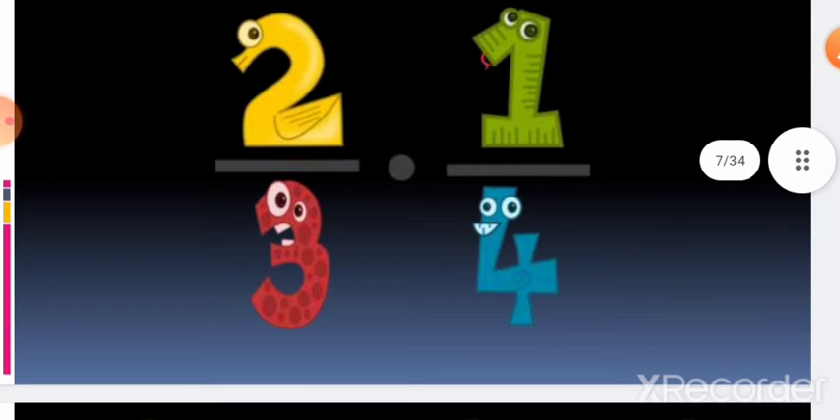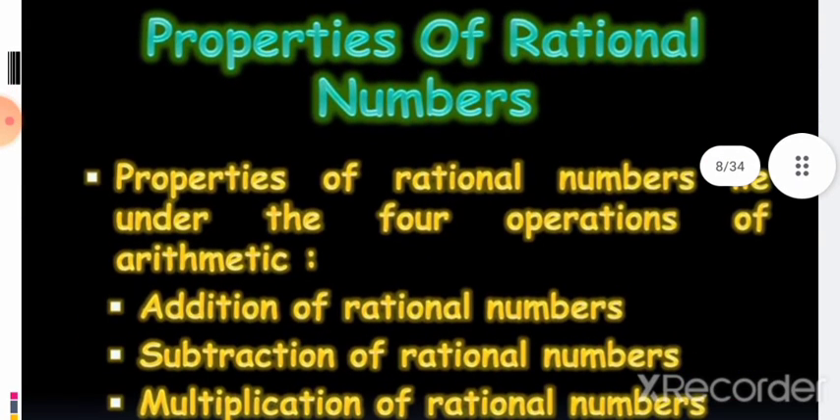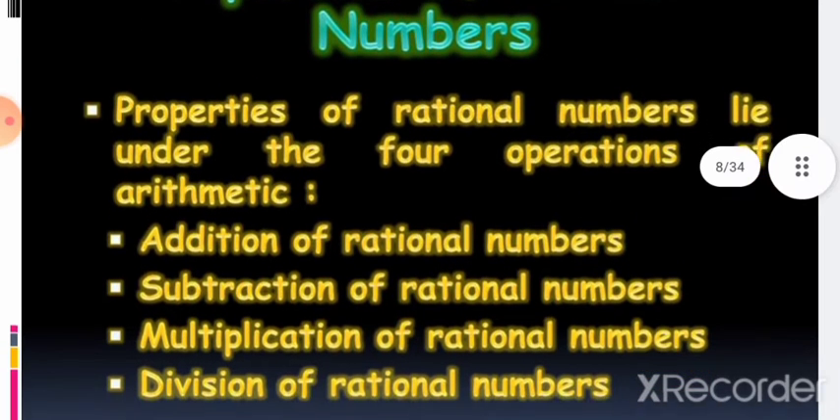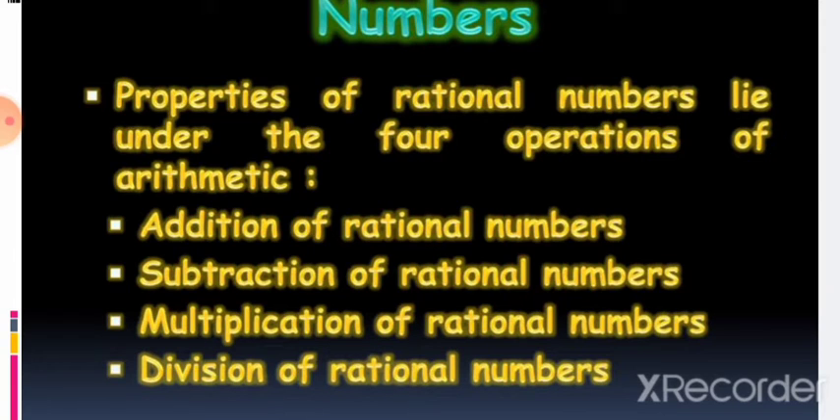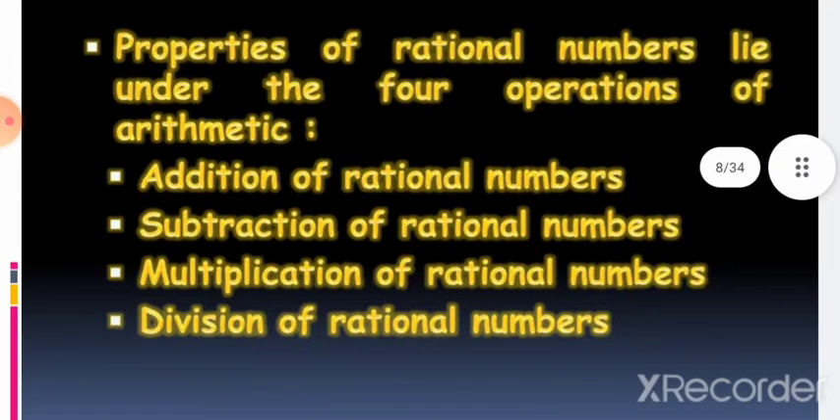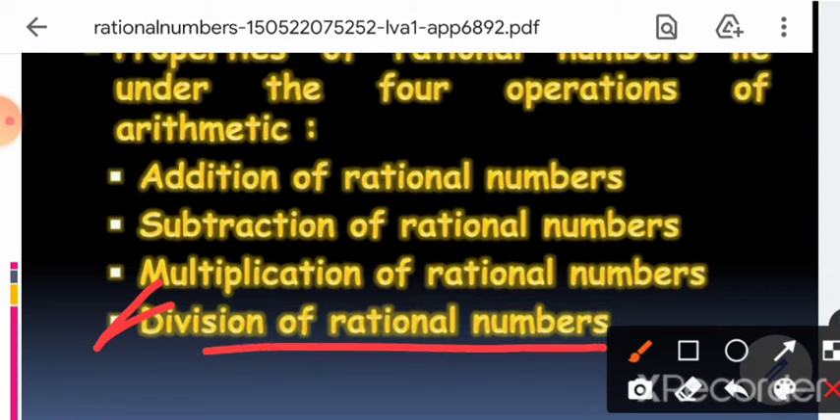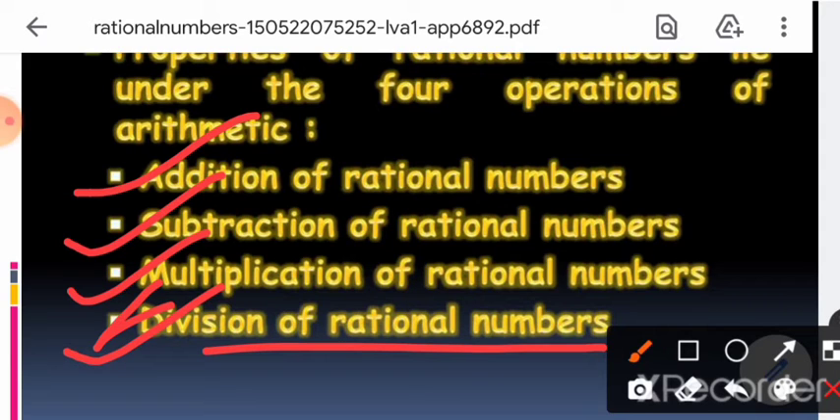So the next point is the properties of rational numbers. It's important. The properties of rational numbers lie under the 4 operations of arithmetic: first is addition, second is subtraction, third is multiplication, and last is division. For these, there are 4 properties: first is the closure property, second is the commutative property, third is the associative property, and fourth is the distributive property.